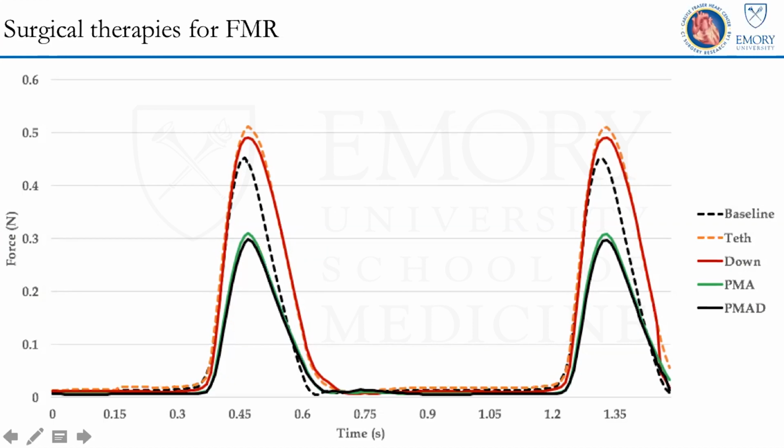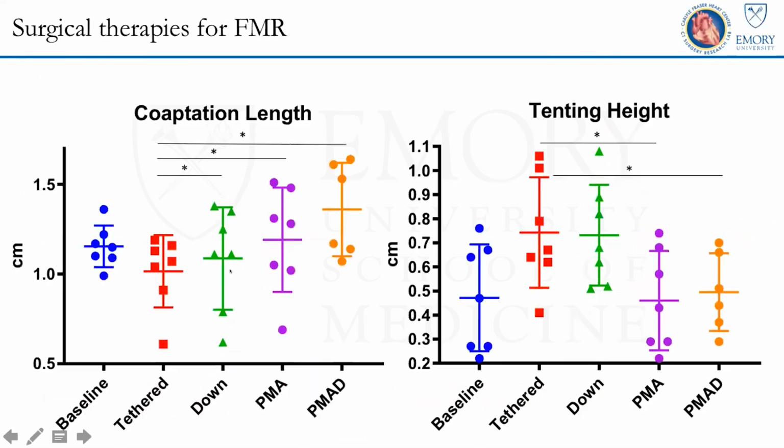So this dotted black line is the baseline when there was no disease. The dotted orange line is the increased tethering forces in the chordae after the valve was tethered. The red solid line is after undersizing annuloplasty, where we see that even though coaptation is restored, the tethering forces remain. However, when we perform papillary muscle approximation, we saw that we could completely relieve the tethering forces to a large extent, and we could do that with and without annuloplasty, with papillary muscle tip approximation alone.